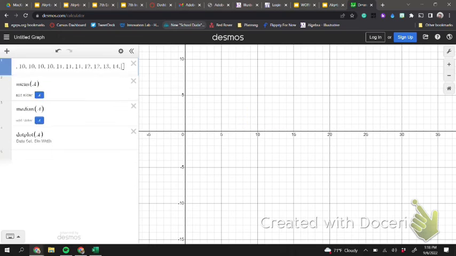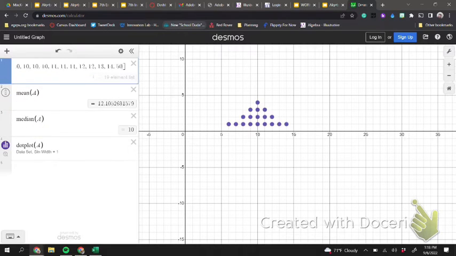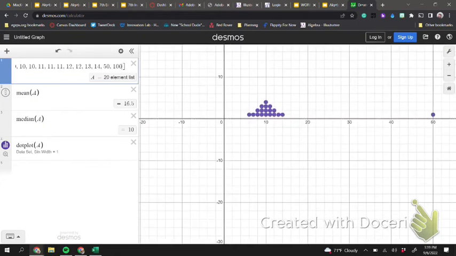And get rid of this. And so make a guess what the 50 and 100 is going to do if you didn't get there. I'm going to add 50 and 100. Our average was 10. Our median was 10. 50, 100. What happened to my average?